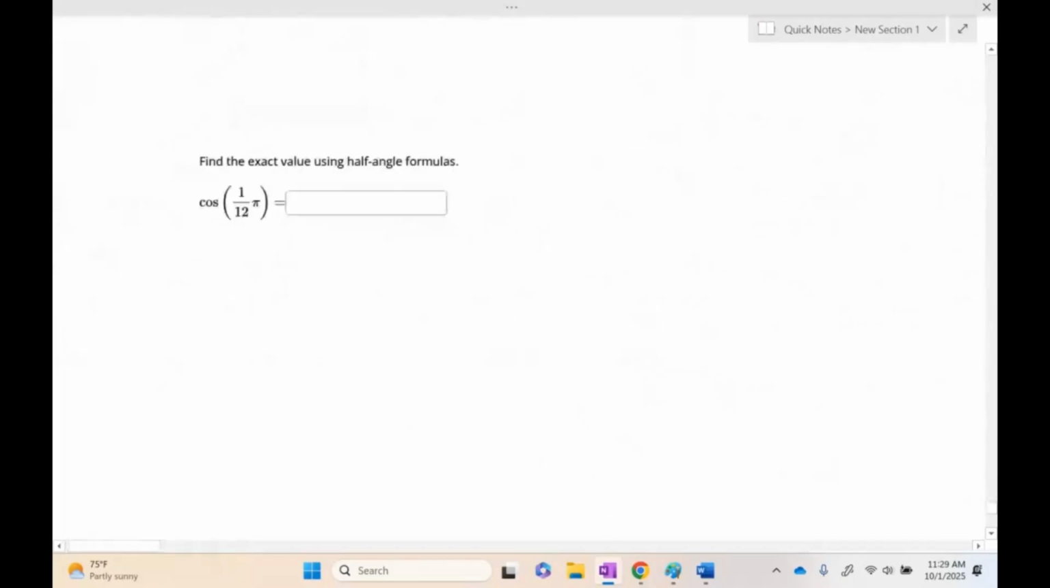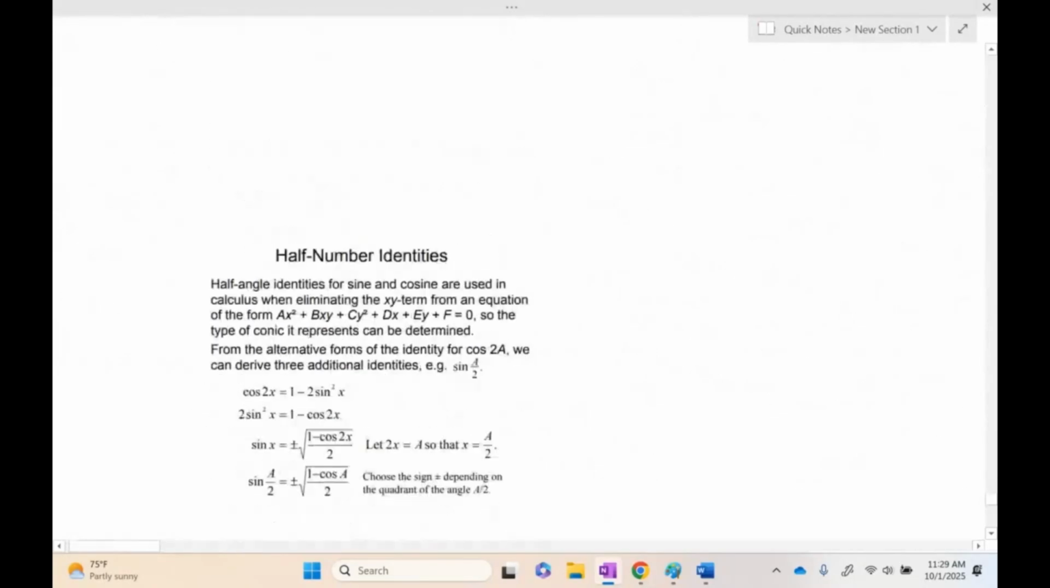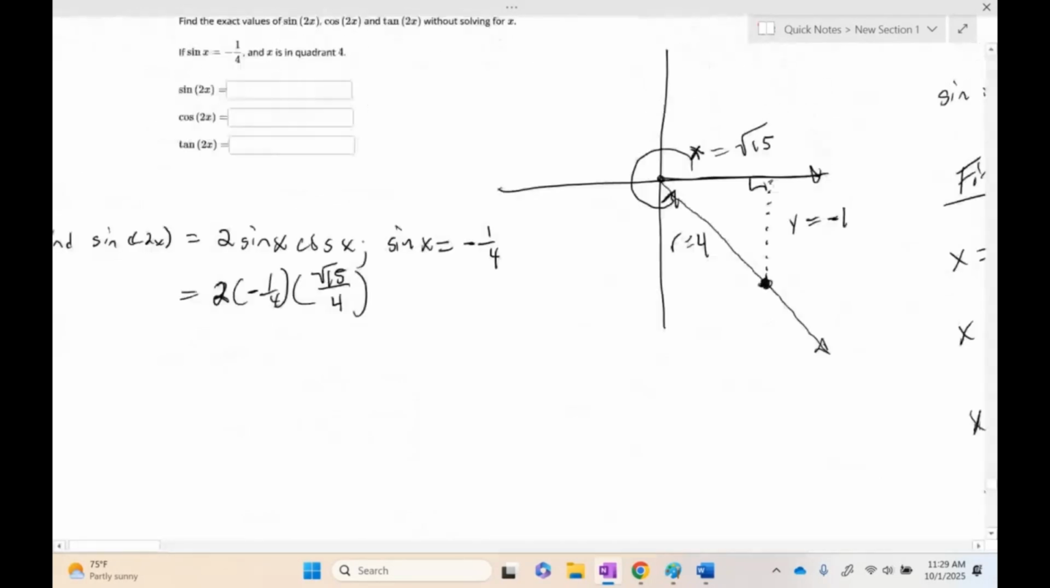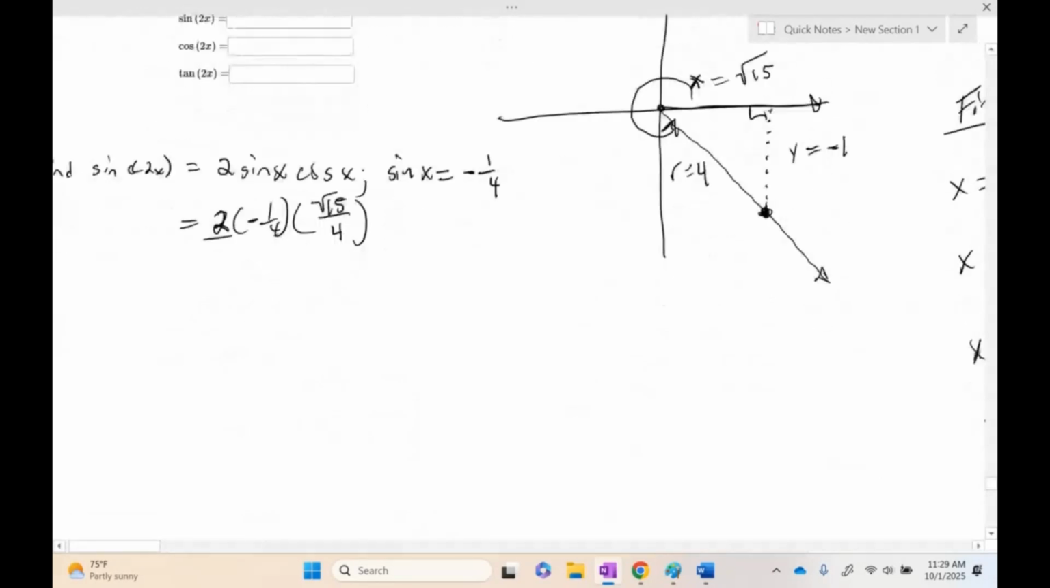So now we're just going to multiply them all together. So I'm going to treat 2 as a fraction. I'm just going to make that 2 over 1. A positive times a negative is a negative, and a negative times a positive is a positive. Excuse me, is a negative. 2 times 1 is 2. 2 times square root of 15 is 2 square root of 15. And if I multiply my denominators, 1 times 4 is 4. 4 times 4 is 16.